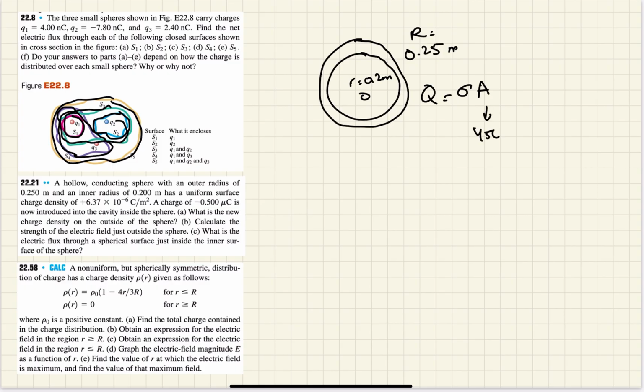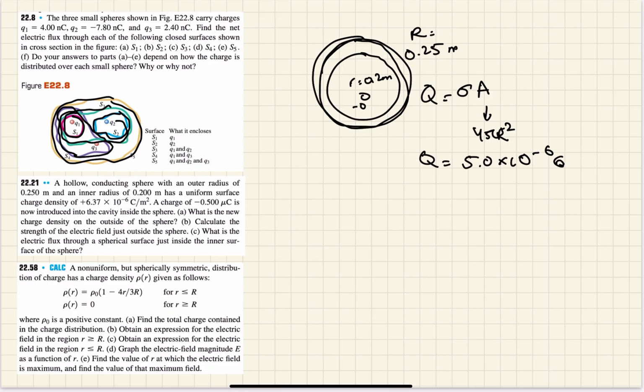And since it's a conductor, all the electrons are going to move wherever they want. And so all the charge is going to be distributed evenly around the outer surface, not the inner surface, because they want to be as far away from each other as possible. And so you use the outer radius here, capital R. So you know sigma is 6.37 times 10 to the negative 6 multiplied by 4 pi times 0.25 squared. You're going to get Q is equal to 5.0 times 10 to the negative 6 coulombs. That was the original charge on the outside of the sphere.